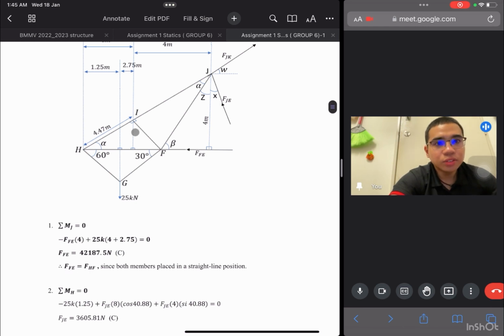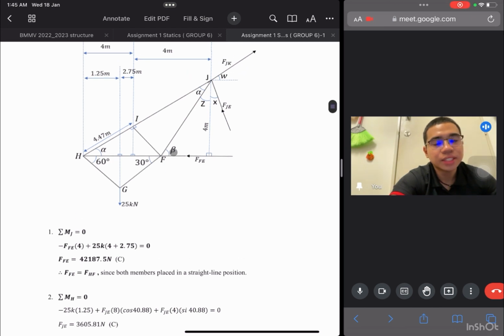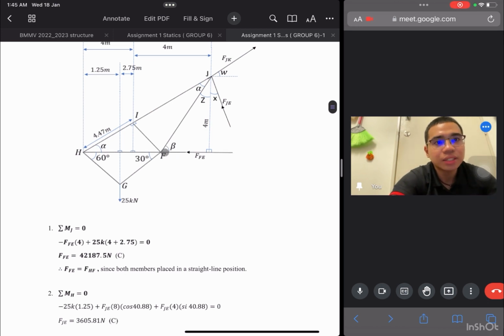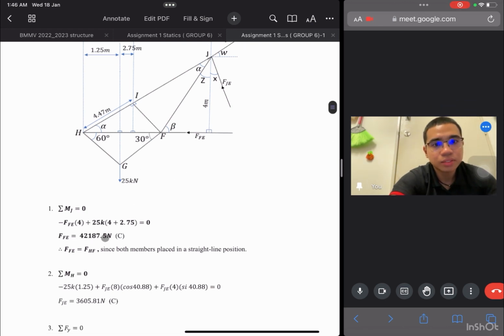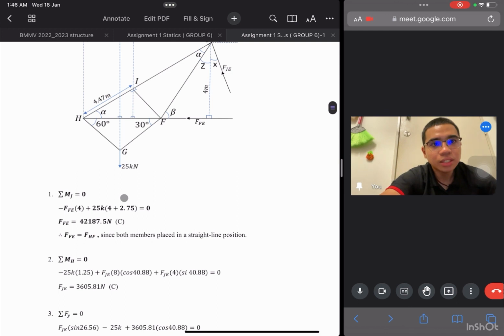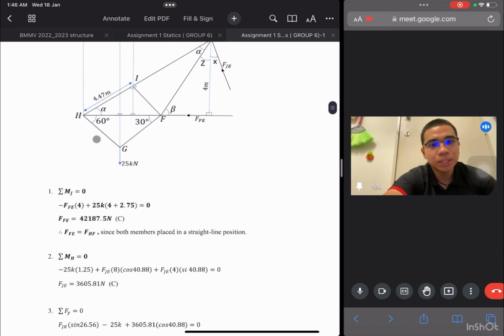Since HF and FE can be said to be a single member, since they are in a straight line, they both will have an equal amount of force of compression. So the value is 42,187.5 Newton.